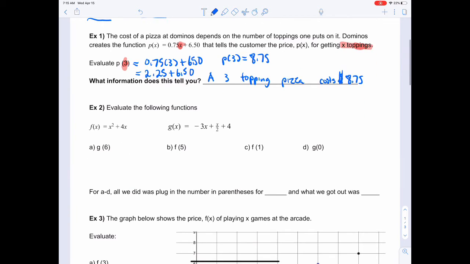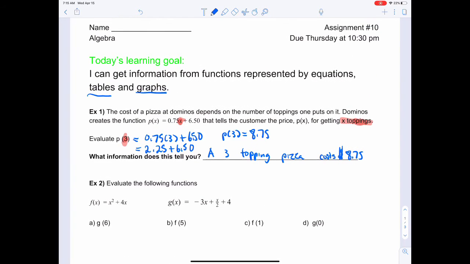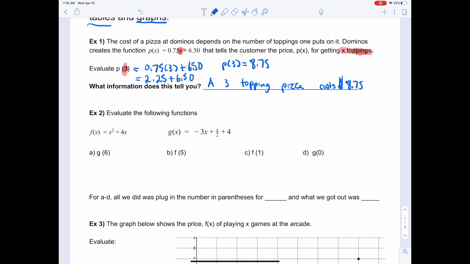All right. So now example 2. You guys should be able to write this just on the Google Docs, which should be very nice for you. I hope. Evaluate the following functions. F of x equals x squared plus 4x, and g of x equals negative 3x plus x over 2 plus 4. So g of 6 means we're going to use the g function. We're going to plug in 6 for x, so we're going to get negative 3 times 6 plus 6 over 2 plus 4. If you plug that onto your calculator, or if you do it individually, negative 18 plus 3 plus 4, you should get g of 6 equals negative 11.